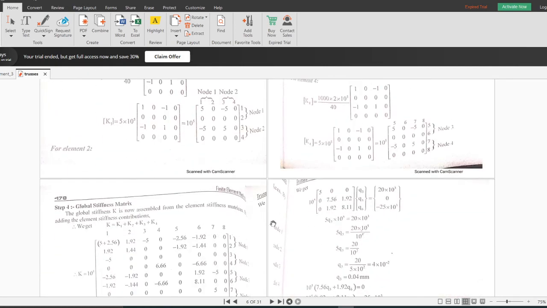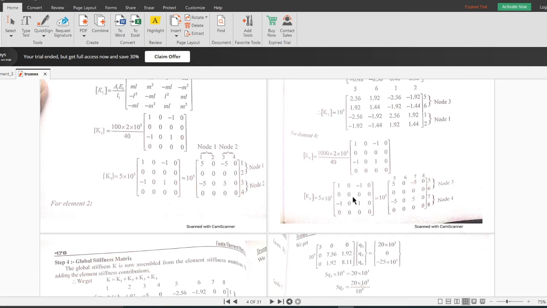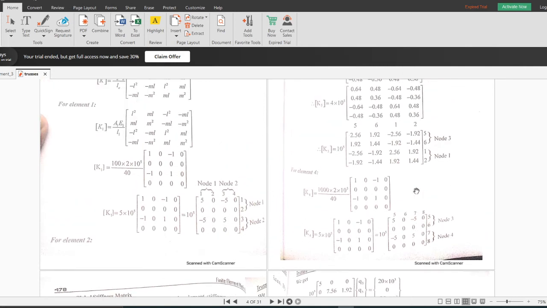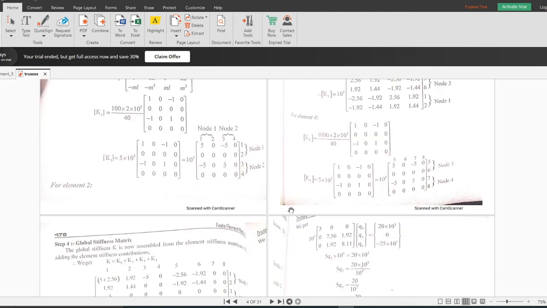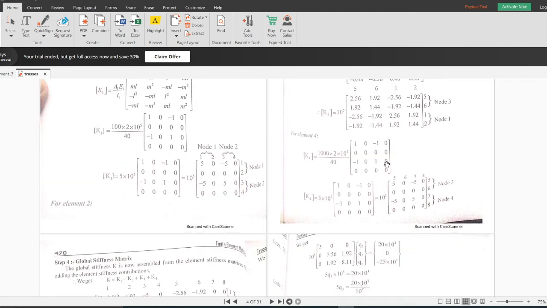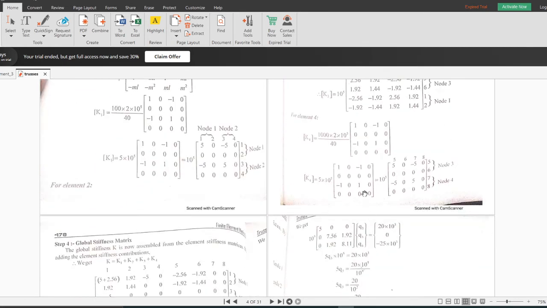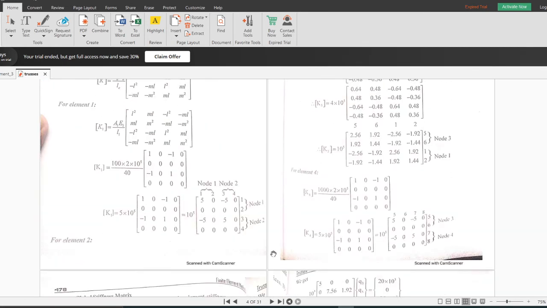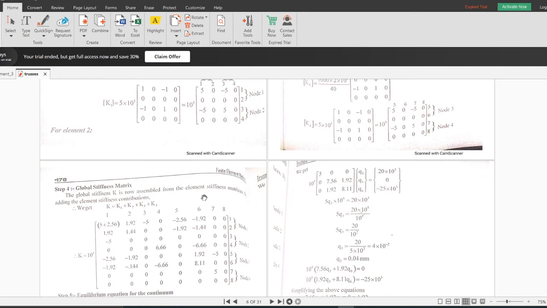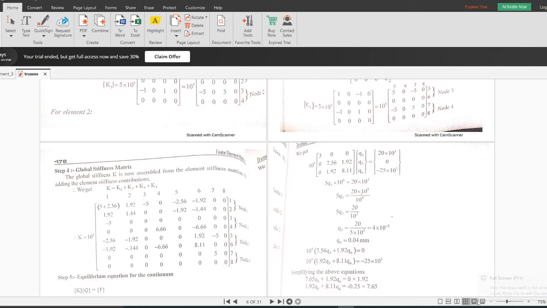Next 6 1. 6 1, I think, is not in this matrix, not in this matrix also, but 6 1 is here in the K3 matrix. What is the value here? Minus 1.92. Yes, that's all. 7 1, I think there is no combination, 0. 8 1, I think there is also no combination, 0. So like that you have to add in each matrix.